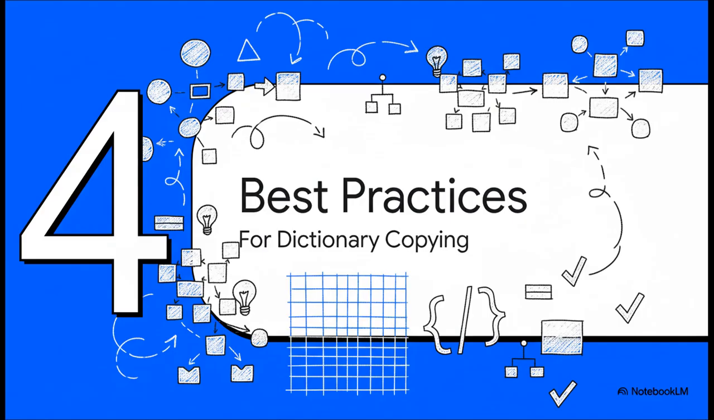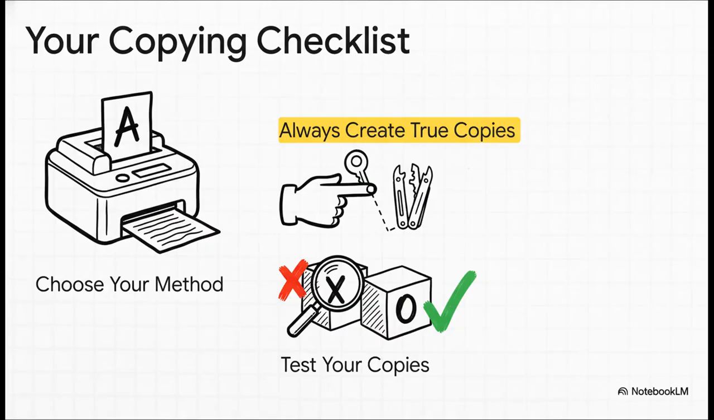Okay, so now that we know how to do it, let's just quickly lock it all in with some best practices that you can use in all of your projects going forward. Think of this as your simple little checklist for success. First, to avoid all those weird side effects, always create true copies. That means using either .copy or the dict function. Second, just pick one of those methods and be consistent. It makes your code so much easier to read.